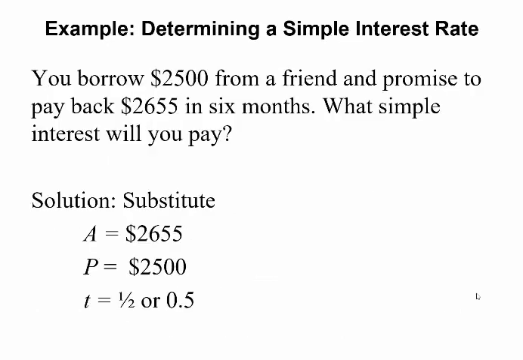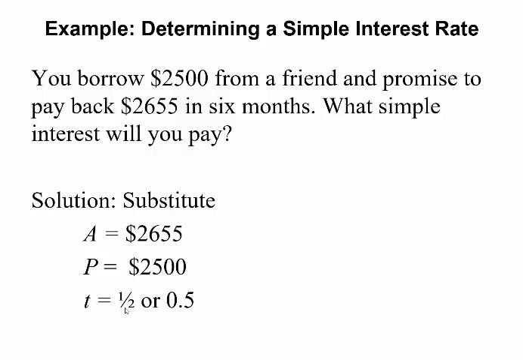All right, now here's another one. Suppose you borrow $2,500 from a friend and promise to pay back $2,655 in 6 months. What is the simple interest you will pay? Let's see if we can figure out what we know. We know the future amount you want to pay back your friend. That's my A, the future value, which is $2,655. You know the principal, the $2,500 you're going to borrow from your friend. And you know the time frame.